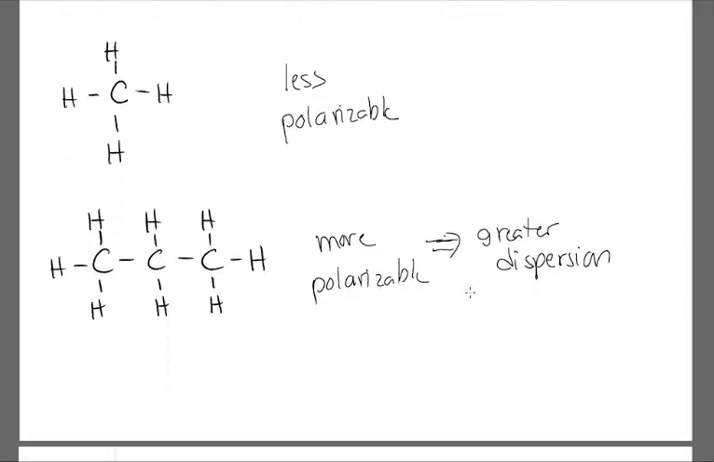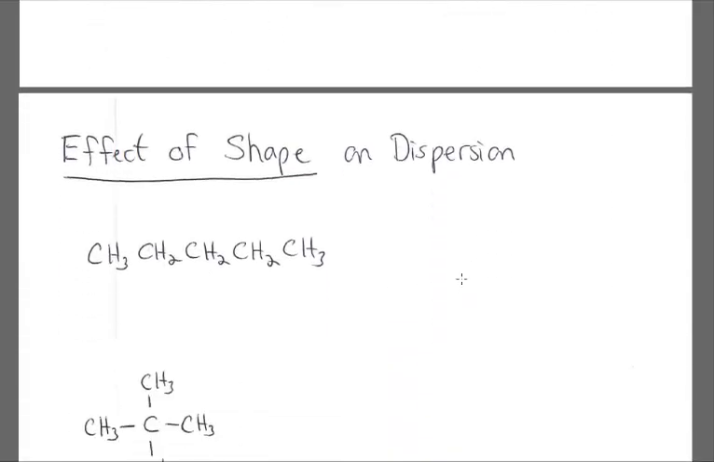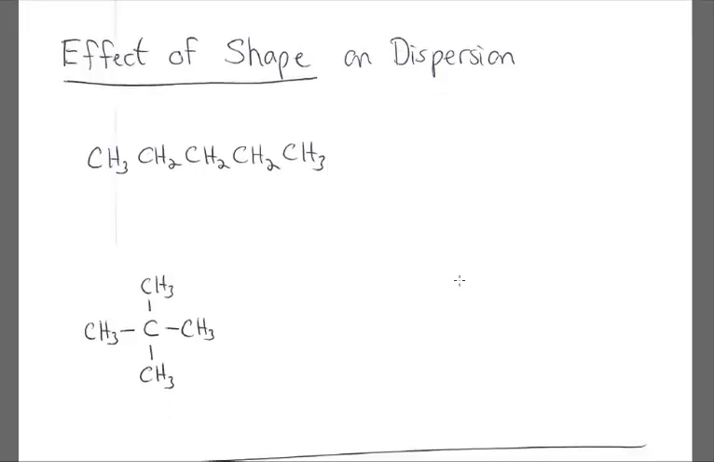There's another thing that affects the size of the dispersion forces, and that is shape. If you look at these two molecules, you'll find that they have the same number of carbons and the same number of hydrogens. That actually makes them isomers, where they have the same number of atoms, but they are different shapes. So we can compare these two, since they have the same size as far as mass, number of protons, neutrons, and electrons, we can compare their shapes.